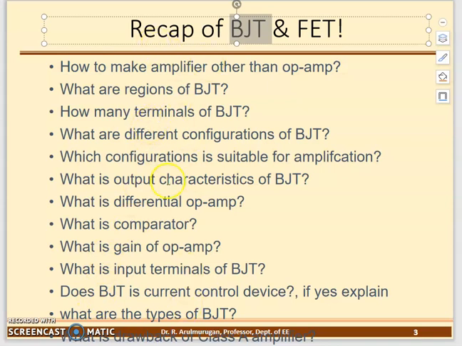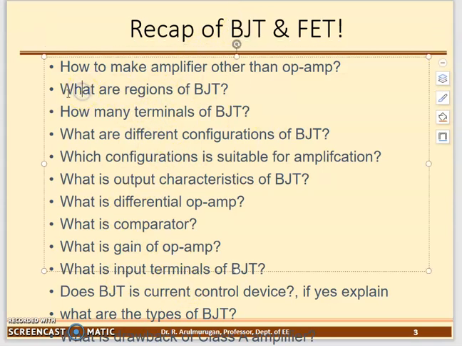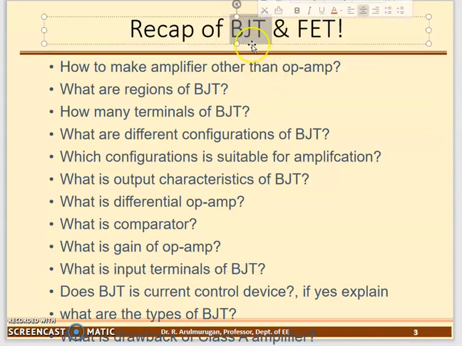Here I will ask one of the questions: what are the various regions of BJT? So the regions are saturation region, cutoff region, then active region. Particularly in the active region, the transistor acts as an amplifier.